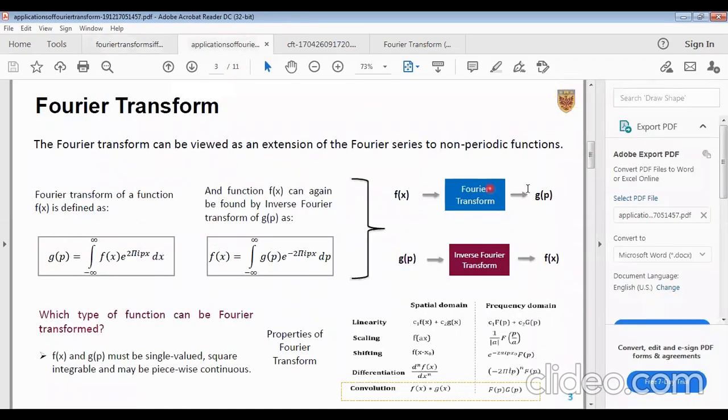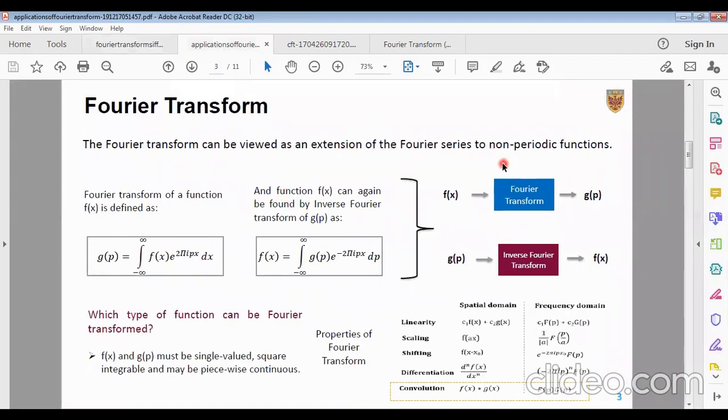The Fourier transform can be viewed as an extension of the Fourier series to non-periodic functions. Remember it. We discussed in our previous lecture what Fourier series is, what Fourier transform is, and the basic difference between them. So the Fourier transform we have to apply to non-periodic functions. The Fourier transform of a function f of x is defined like this. We have also derived this, and this f of x can again be found by the inverse Fourier transform. This is the inverse formula: the Fourier transform of f of x is written like this, and the inverse Fourier transform will give f of x.